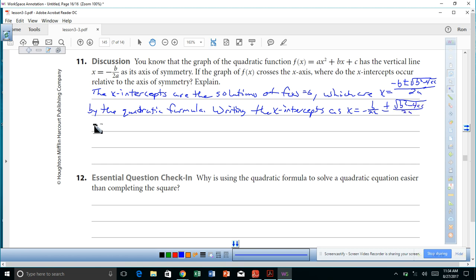shows that the x-intercepts are the same distance, the square root of b squared minus 4ac over 2a, this distance right here, away from the axis, the axis of symmetry.